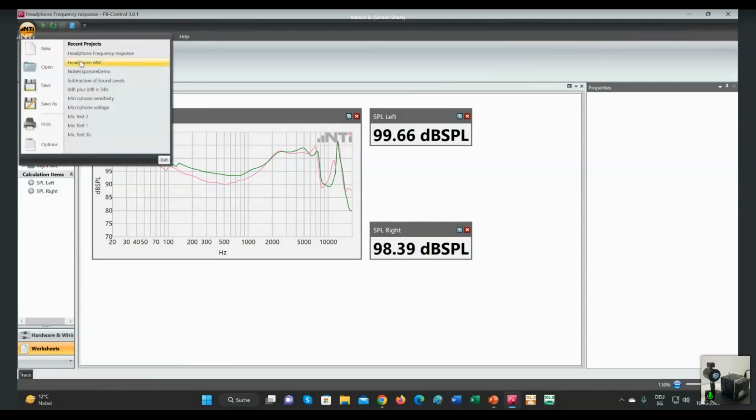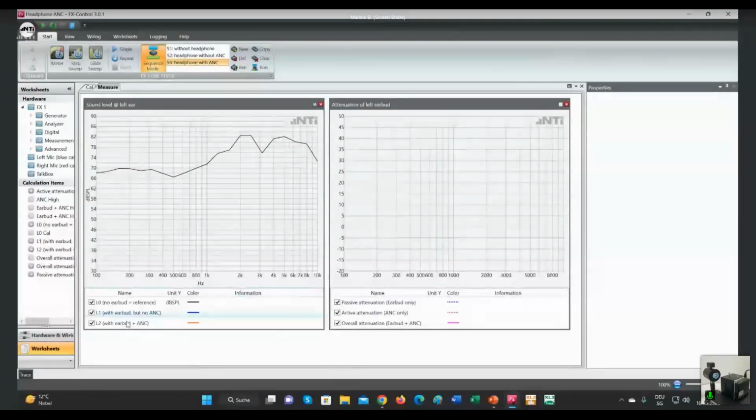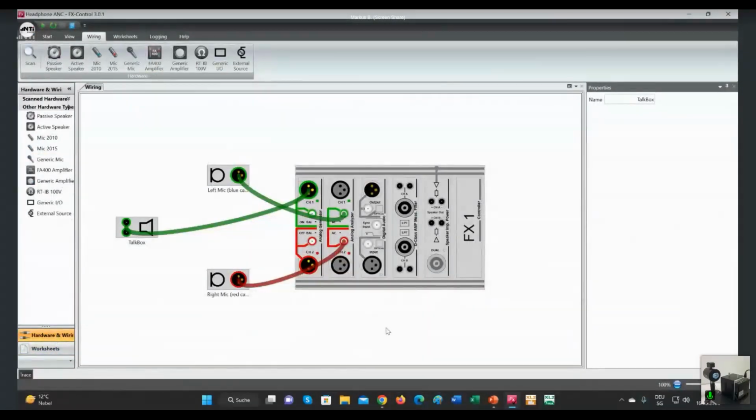Okay, let me flip over to the other project that I have prepared for you, and that will allow me to determine the attenuation of my earbuds. Just a very short first hint. Here we have the wiring of our setup. We have the two microphones that are in the test jig. This represents the talk box. I'm showing that because it's always very helpful when we work with FX Control, with FX100. This feature here, the hardware and wiring, because when you establish these connections correctly, you are always on the safe side that, for instance, the power supply for the microphones is adjusted correctly.